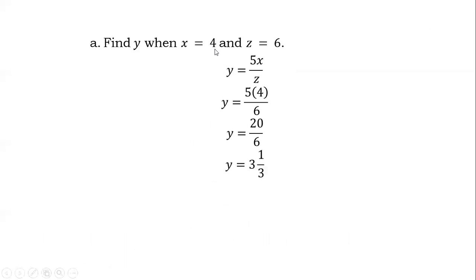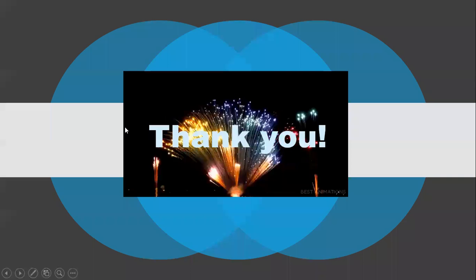Using that, we can now find the value of y when x is 4 and z is 6. Just substitute the values. We have y equals 5x over z, where x is 4 and z is 6. So 5 times 4 is equal to 20 over 6. Now 20 divided by 6 is equal to 3 and 1/3. So the value of y is 3 and 1/3. That's all for today for joint variation and combined variation. Thank you.